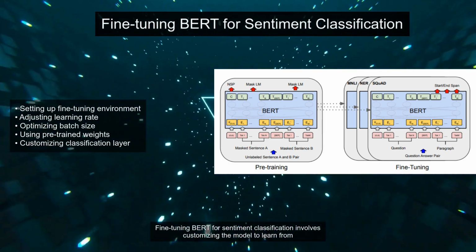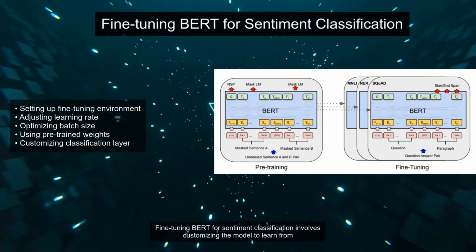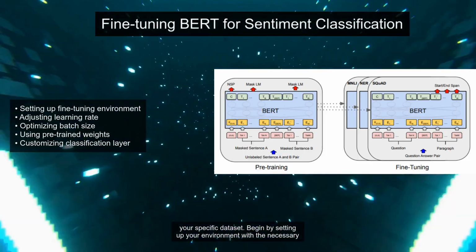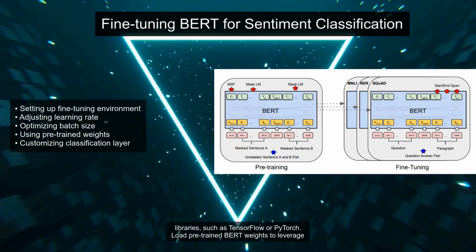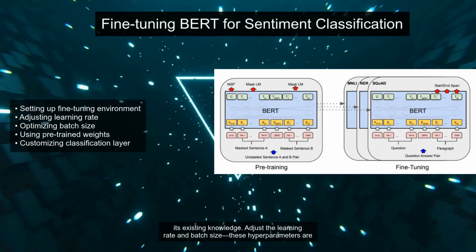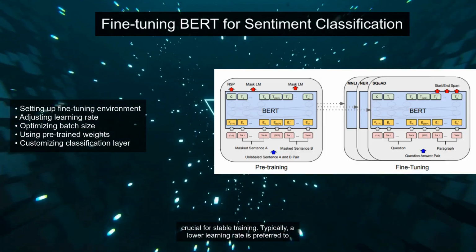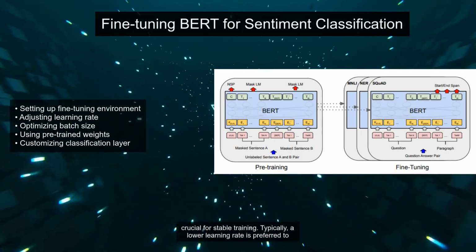Fine-tuning BERT for sentiment classification involves customizing the model to learn from your specific dataset. Begin by setting up your environment with the necessary libraries, such as TensorFlow or PyTorch. Load pre-trained BERT weights to leverage its existing knowledge. Adjust the learning rate and batch size. These hyperparameters are crucial for stable training.